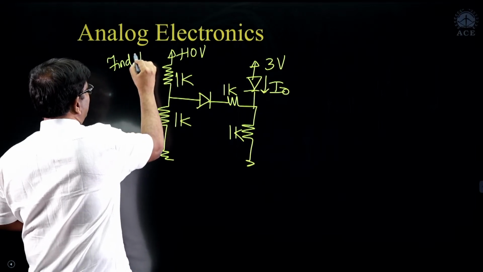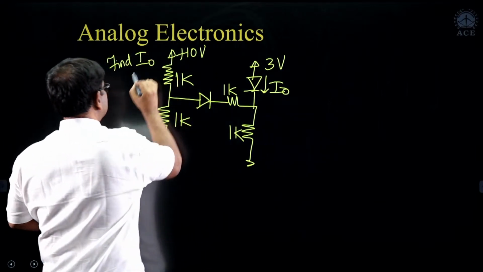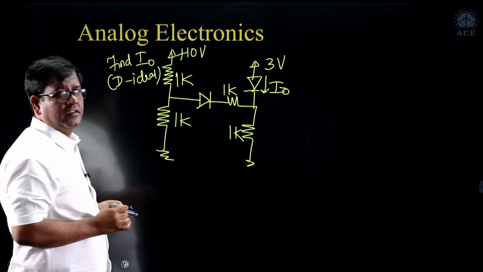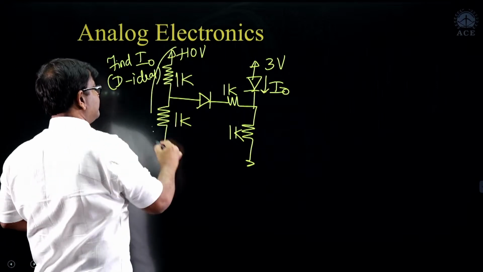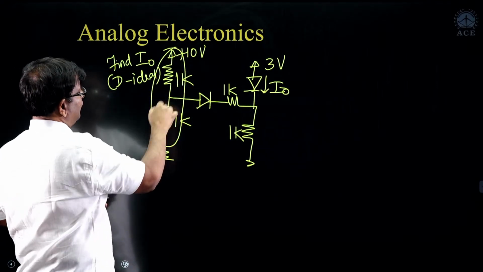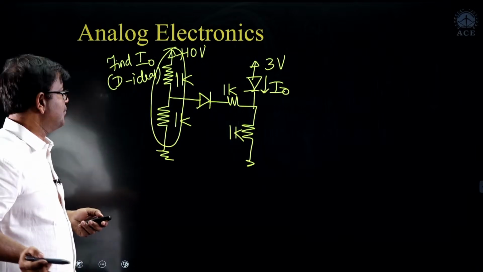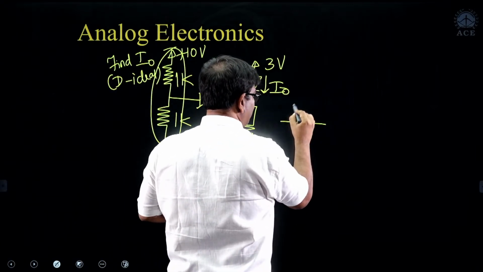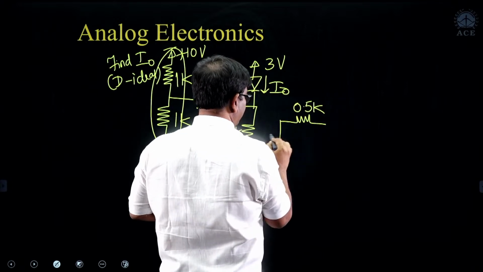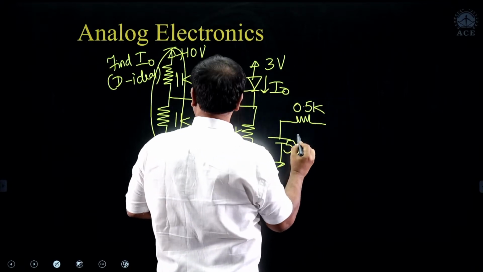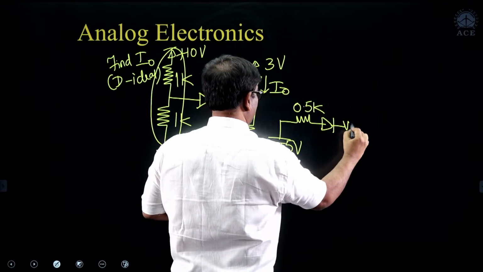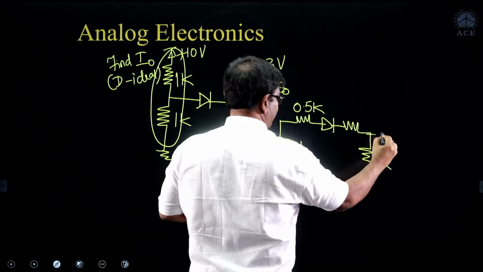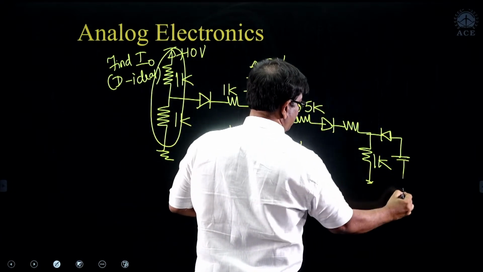Find I or I naught. The diodes are ideal. So let's try to find this. What we will do is replace this using source transformation or Thevenin's equivalent. When you replace by Thevenin's equivalent, you get 0.5K with 5 volts. So here you have a diode, 1K, 1K here. Then this is a diode here with 3 volts.